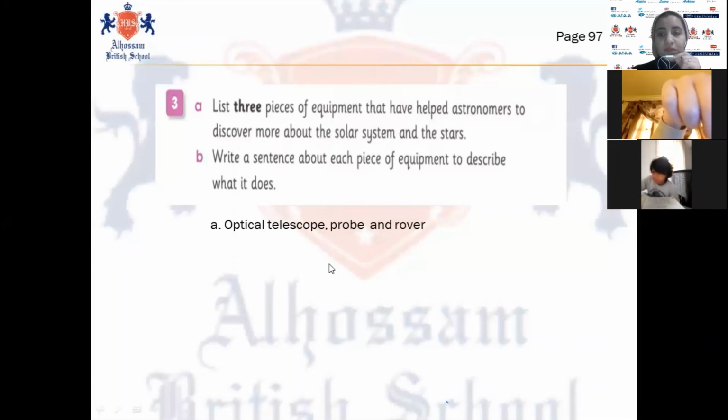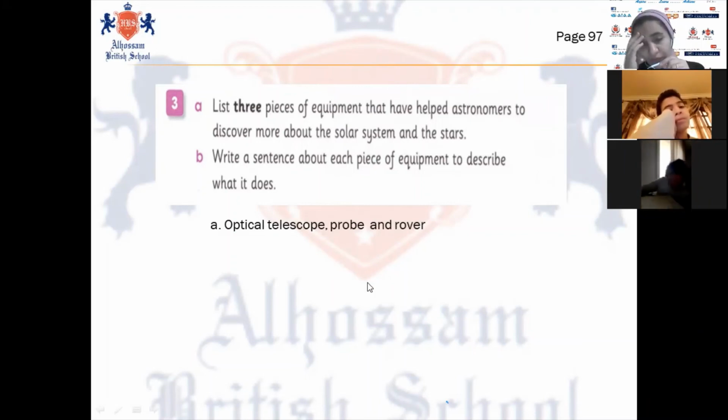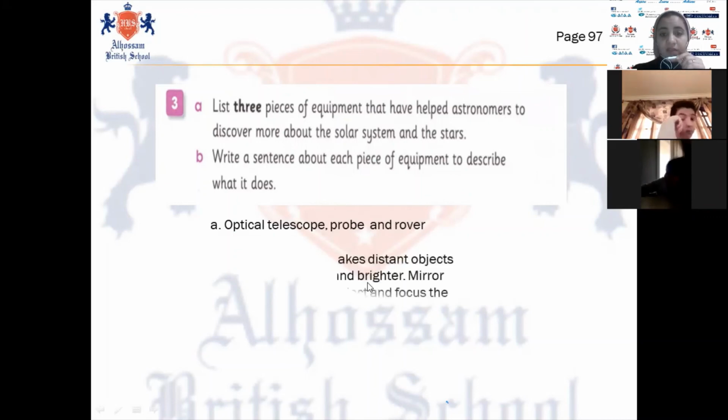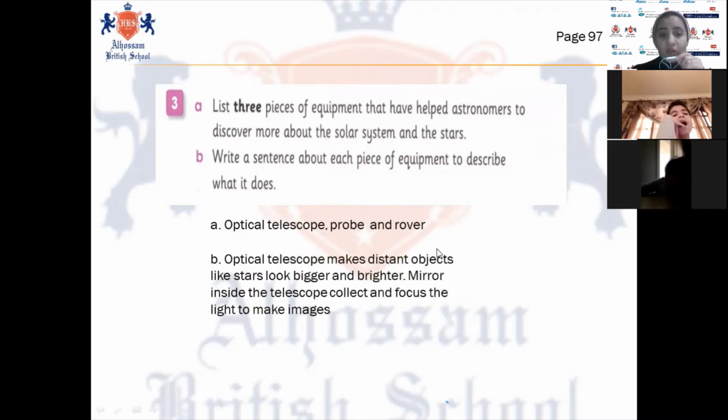We talked about it in the first session. Telescope. It contains many mirrors. Excellent. What is the job of this mirror? To collect and focus the light. Excellent. The general job of the telescope is to make distant objects like stars look bigger and brighter. It contains mirrors inside the telescope, as you said, that collect and focus the light to make an image. Okay, thank you, Adham.